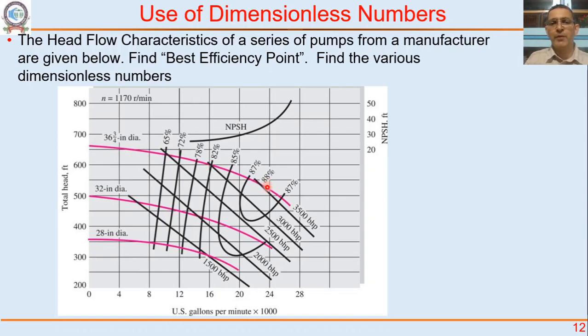The best efficiency point is somewhere here, 88%. For this impeller, the best efficiency point is somewhere here, 86%. For this impeller, the best efficiency point is somewhere here, it is 82, 83%. Okay, what I'm going to ask you to do is to find dimensionless numbers for these three impellers. Let's just take one as an example. You can do the other two.